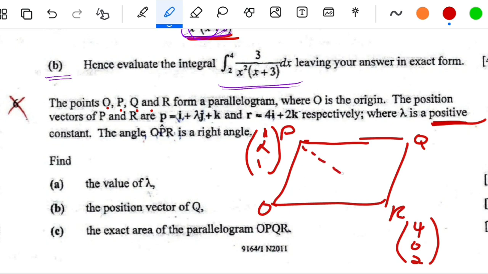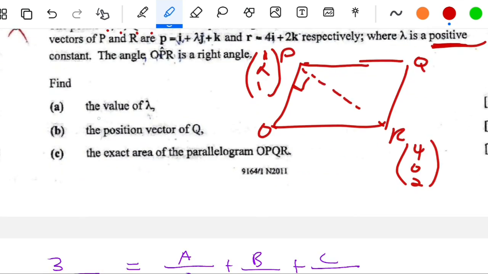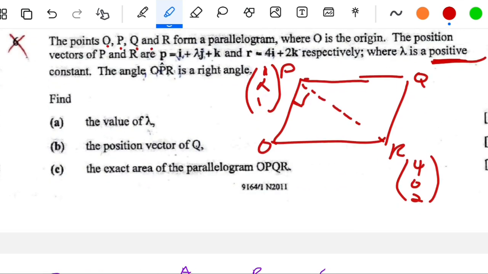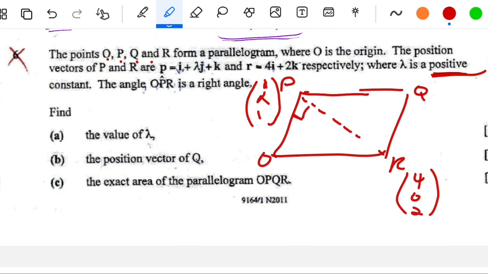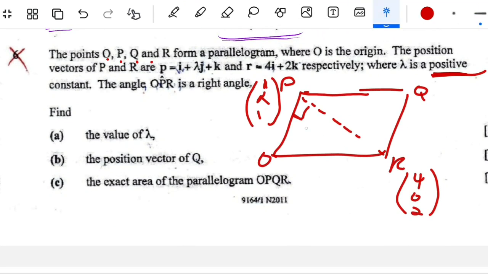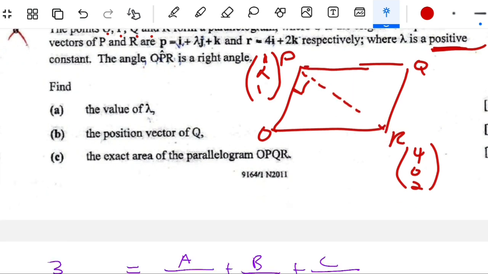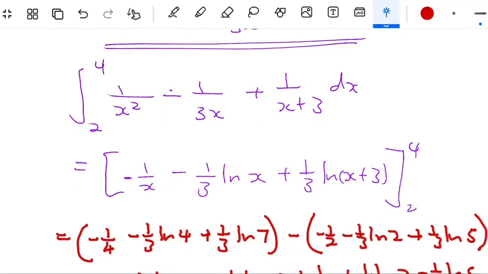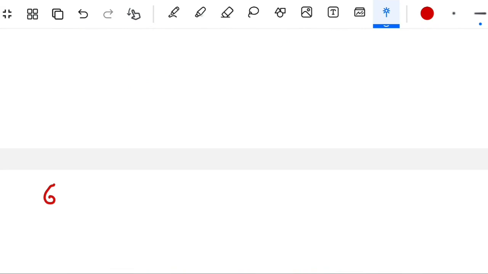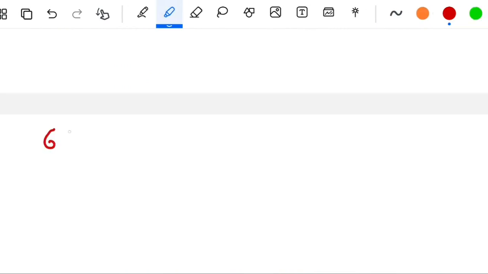This angle is a right angle. So find the value of lambda. Okay, so how can we go about that? We know that this one is a right angle, which means if you do a dot product of PO and PR, it is going to give you 0. So you can come up with some equation there. So let's do that. First let's find PR.